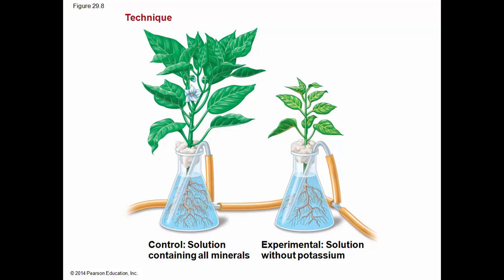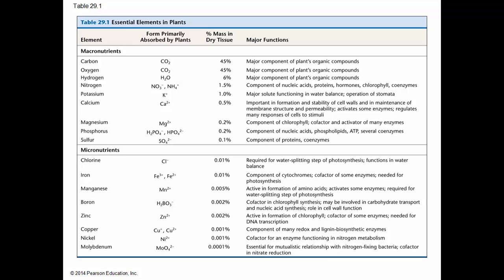Micronutrients function as cofactors, non-protein helpers in enzymatic reactions. Okay, so micronutrients are needed in smaller amounts, but they are important to aid in enzymatic reactions. Without certain micronutrients, you get faulty enzymatic reactions, and it can cause problems in the growth of the plant.